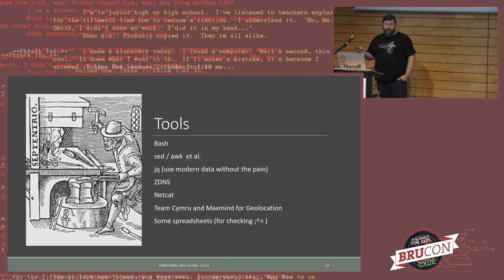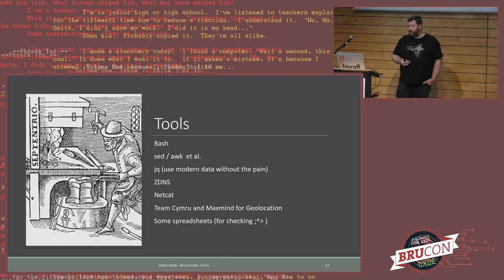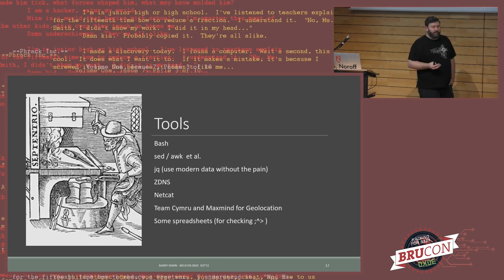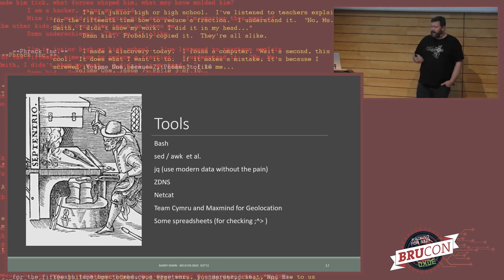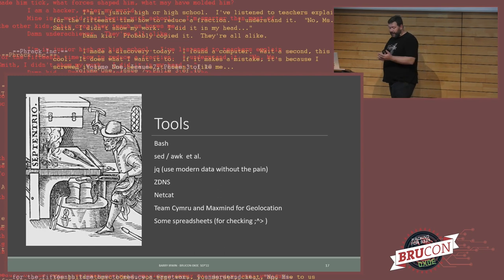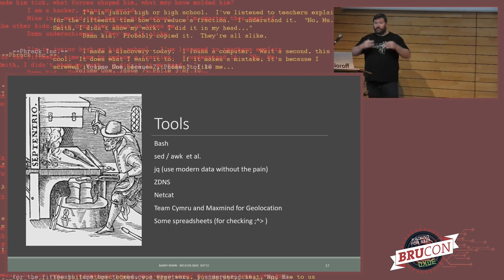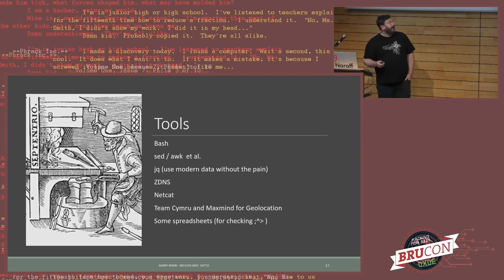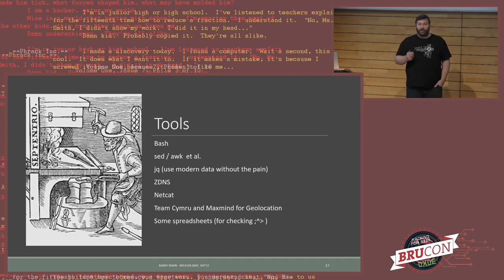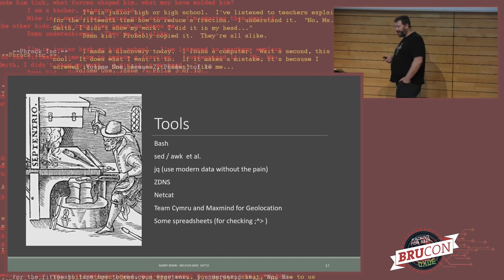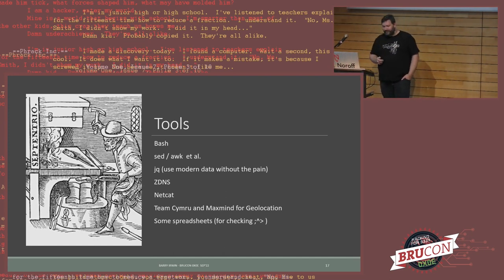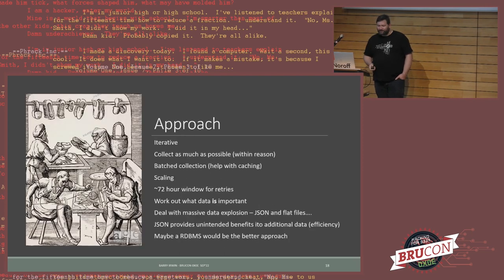For that, I particularly used the whois service from Team Cymru. I'm sure most of you are aware of that. And then the ever-present MaxMind geolocation systems. So I used both of those for validating AS numbers, as well as the country-level geolocation. And then, much to my shame, I ended up having to use some spreadsheets just because I wanted to make sure I'd added things up properly. Sometimes awk and sed get a little bit confused about what's actually going on, but all was good.